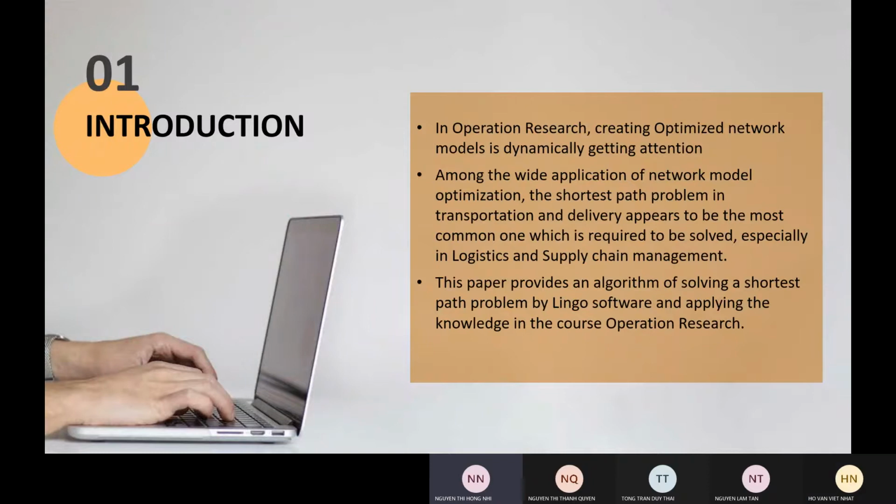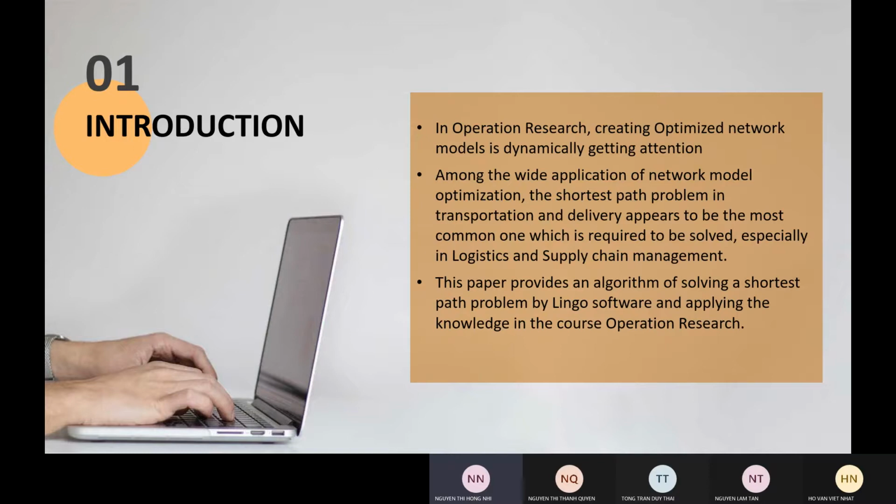As you know, network models are developing in various settings in real life that we can easily recognize, like transportation or electrical network. It describes the relationship between each of the components of the system. Additionally, in operation research, it's getting attention from various specialists in this field.